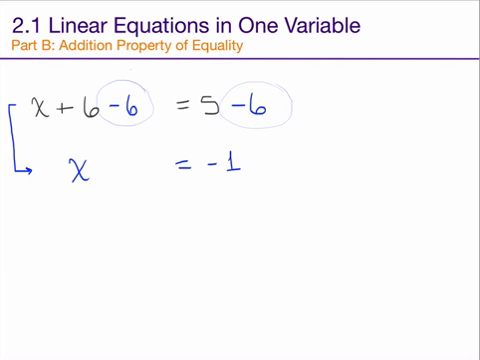In order to get credit for this problem, I need to show what I did to both sides of the equation to get the answer that I did.